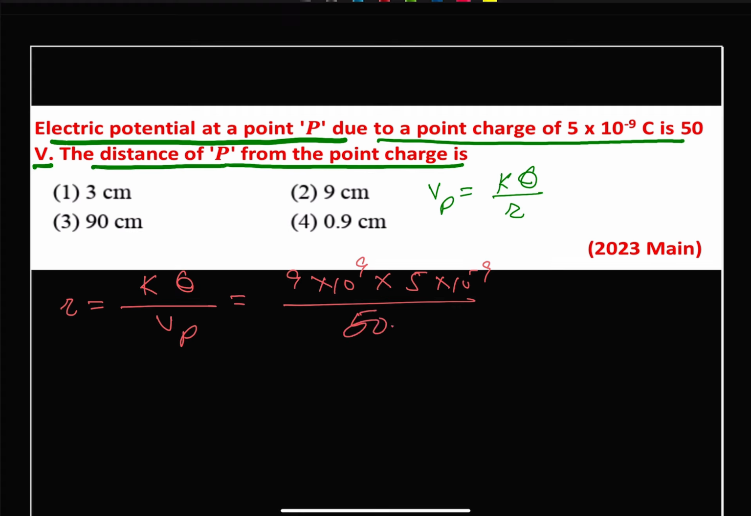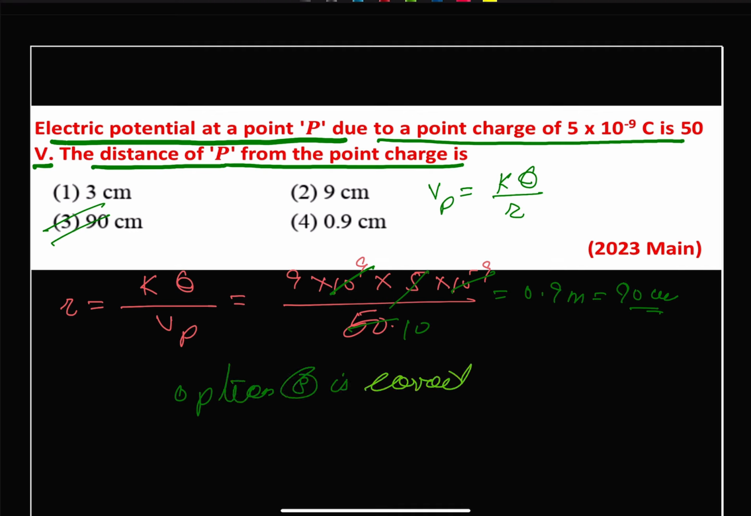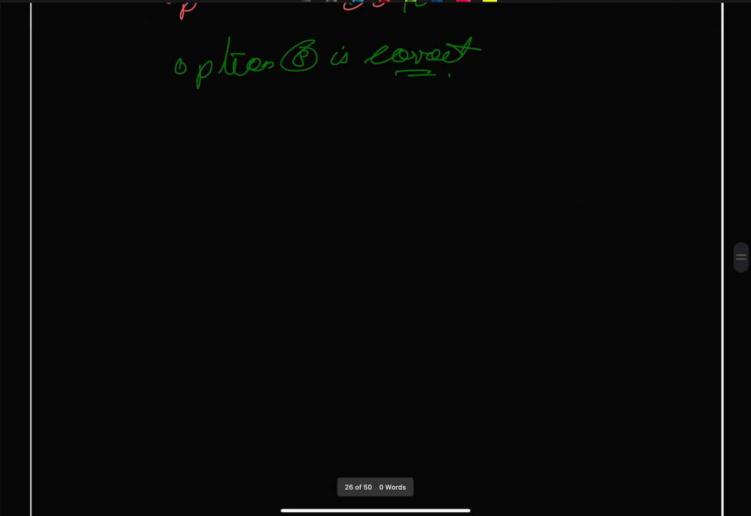10 to the power 9 and 10 to the power minus 9 go away. This goes by 10. So this will be coming as 0.9 meters, or we can say 90 centimeters. So option 3 is correct. Next question.